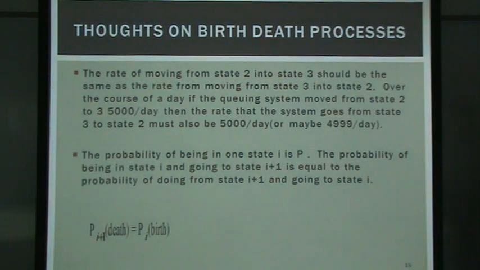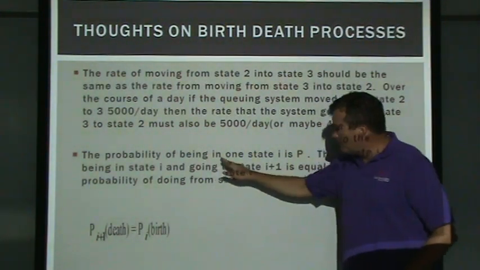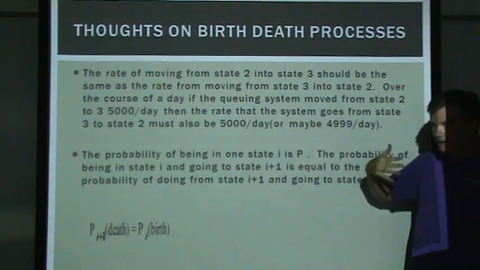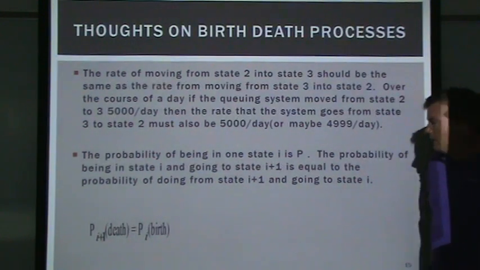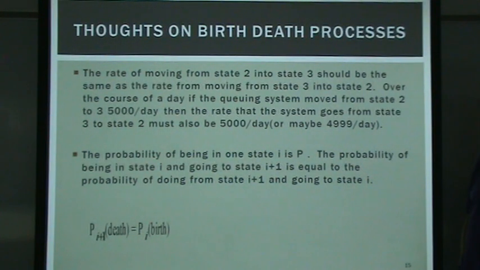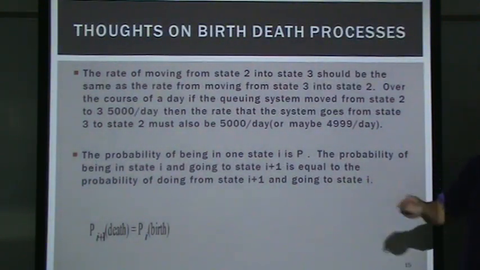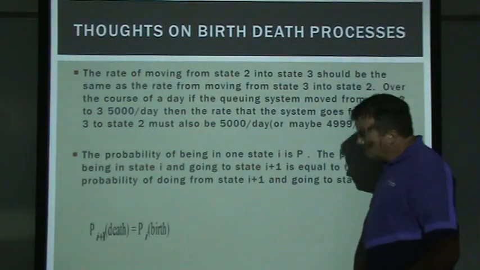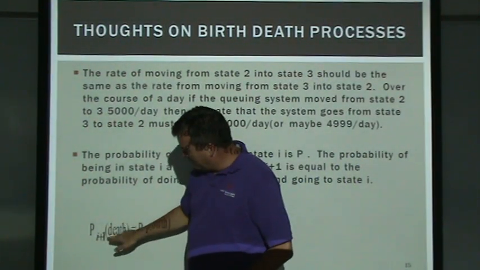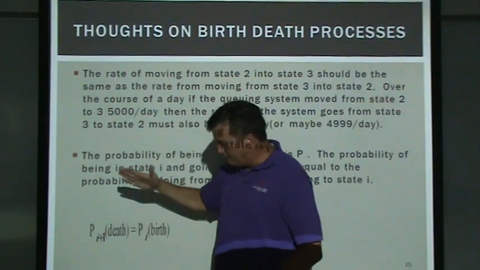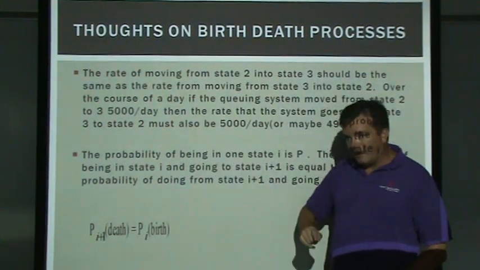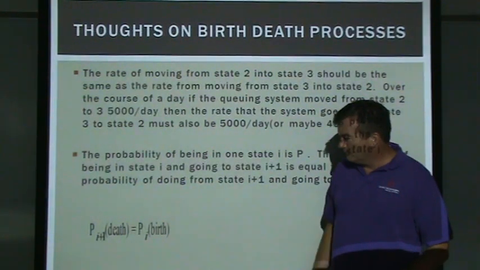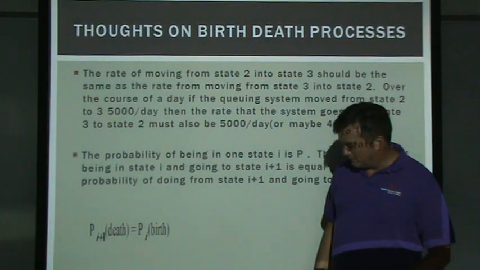So then, that being true, this is a very important part of our intuition. The probability of being in a certain state i, meaning how many customers are in the system, and going to i plus 1, the next highest one, should be equal to the probability of being in the higher state and coming back to the previous state. So the probability of being in any state i and then having a death, meaning the count drops by 1, should be equal to the probability of being in the lower state and having a birth. So that's the property of the birth-death process.